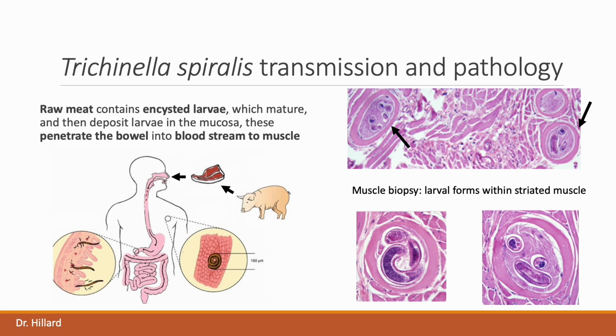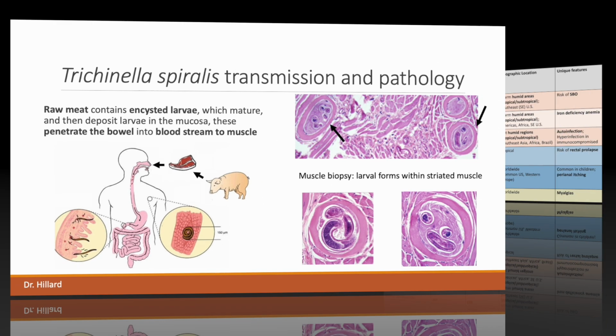Once swallowed, these larvae travel to the intestine, where they mature and have larvae of their own, which burrow through the bowel wall and encyst in the muscle of the infected person. The top right photomicrograph here shows what would be seen on muscle biopsy, with numerous larval forms of Trichinella spiralis. The lower two pictures show sections of larval forms in cross-section at higher power.